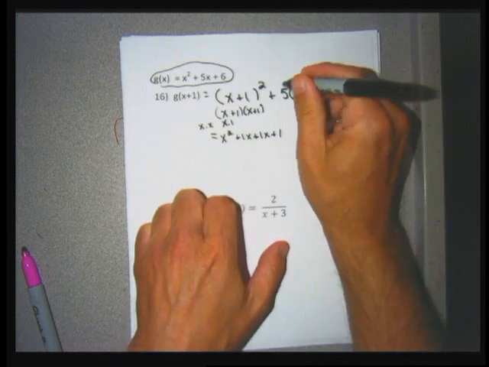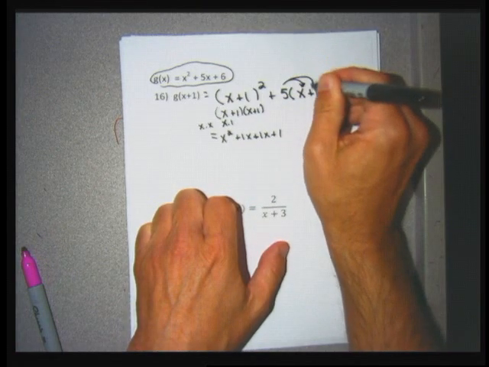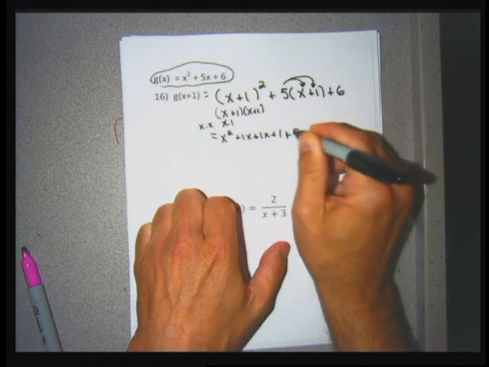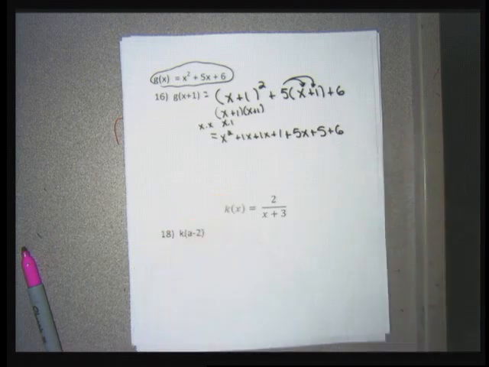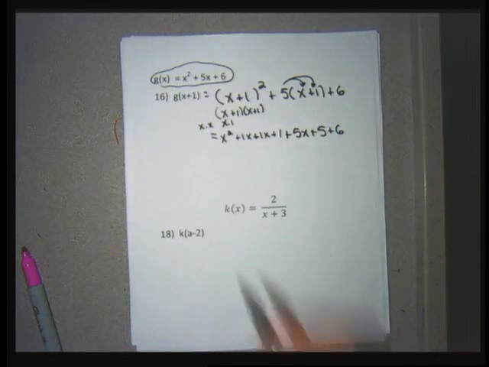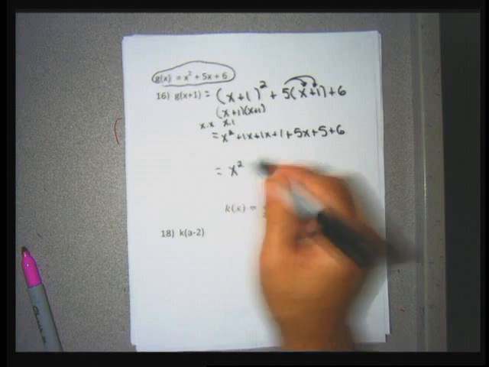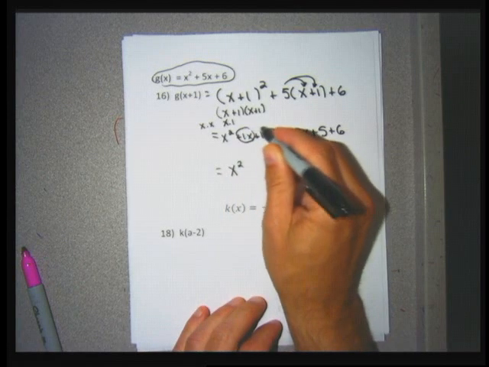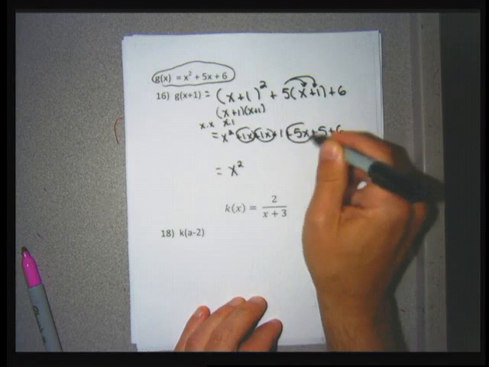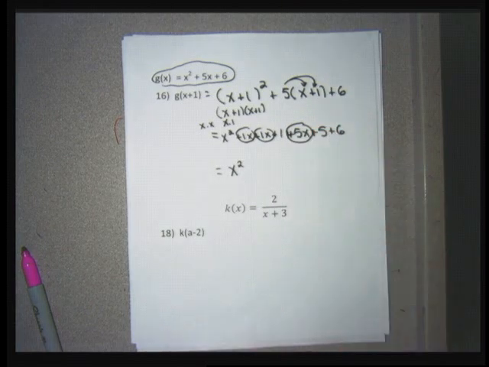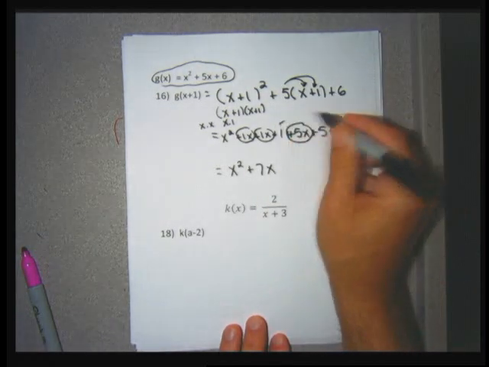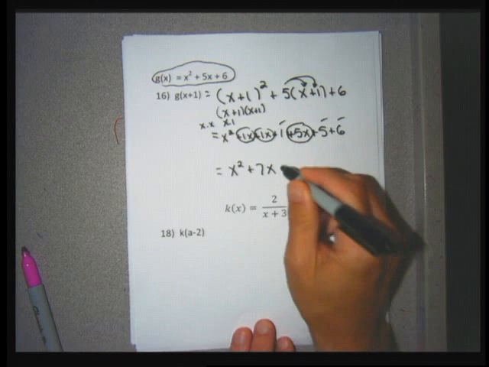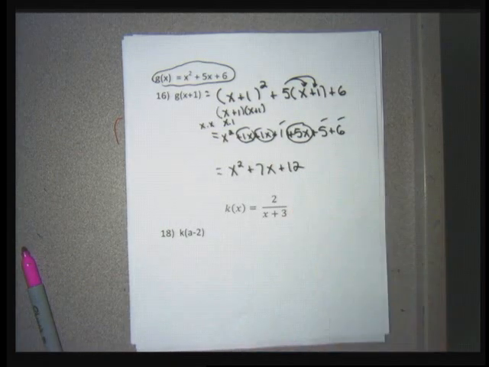The second parentheses, I need to multiply 5 times x and 5 times 1. When I multiply 5 times x, I get plus 5x. When I multiply 5 times 1, I get plus 5. And then I have a plus 6. Now I'm going to combine like terms. The x squared remains alone. But this plus 1x, this plus 1x, and that plus 5x all can be combined together. They're all pluses. 1 plus 1 plus 5 is 7. So I'm going to get a plus 7x. And this 1, that 5, and that 6 add up to be 12. So I get g of x plus 1 is x squared plus 7x plus 12.